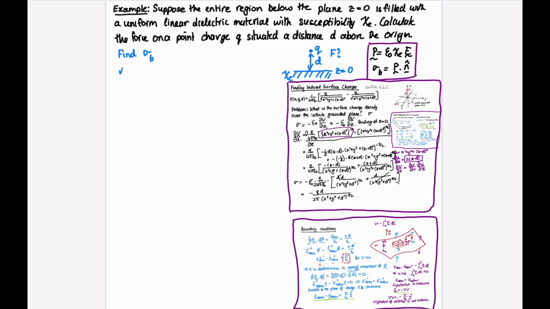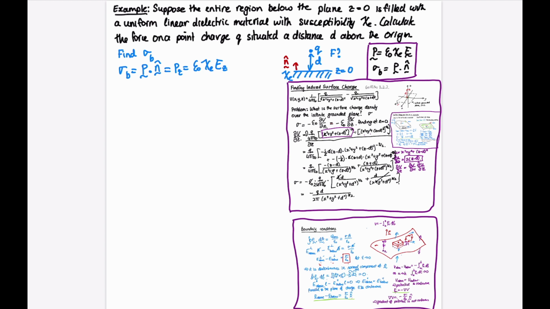So we can write, well, sigma B is going to be equal to the polarization times the normal vector. And in this case, on this surface here, our normal vector is up out of the surface like that. So it's in the Z direction. So we're only considering the Z direction because that's the normal to our surface. So this is going to be equal to PZ, the polarization in the Z direction, which we can write as epsilon naught times the susceptibility times the electric field in the Z direction.